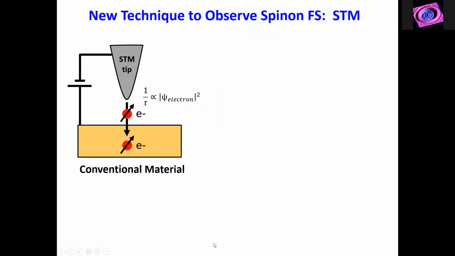using scanning tunneling microscopy. And to understand that, let's consider how STM works for a conventional material. For a conventional material, the rate at which electrons tunnel from the STM tip into the material is proportional to the wave function of the electrons at the surface of the material. That's just the familiar Tersoff-Hamann interpretation that we all know and love, at least all STM people know and love it.